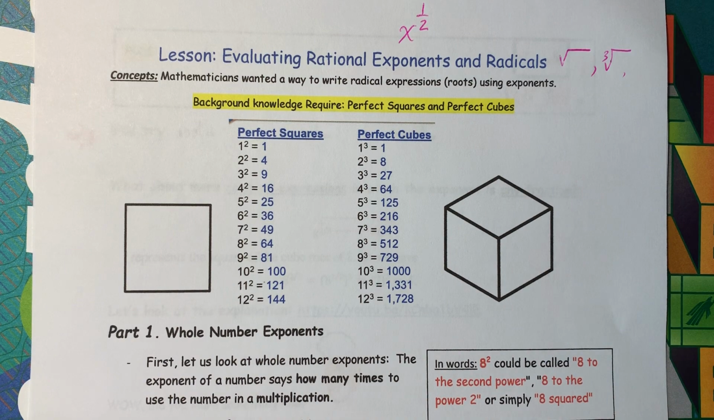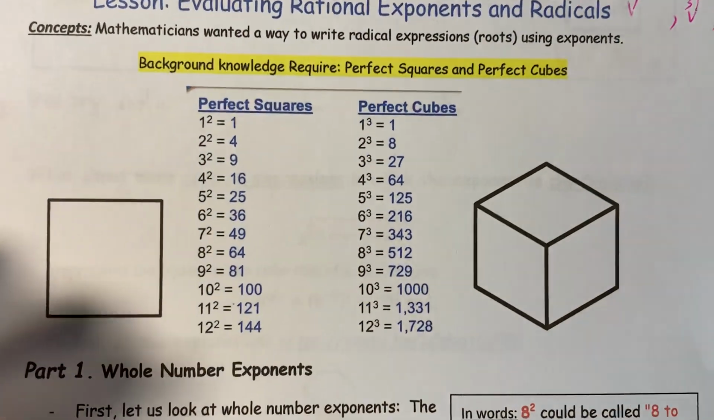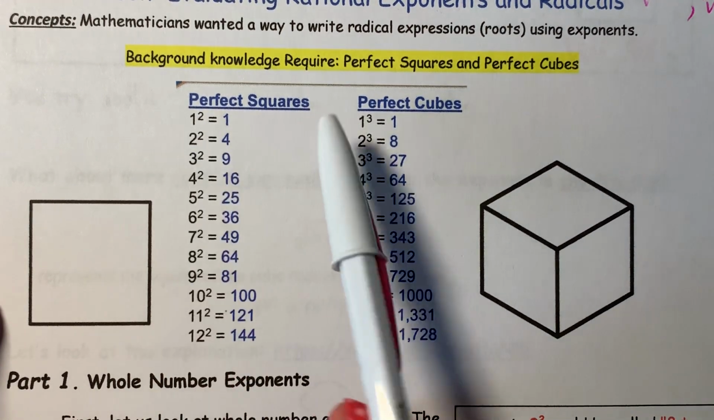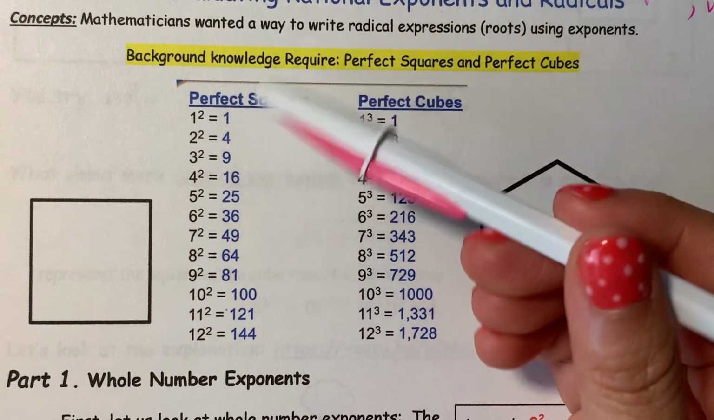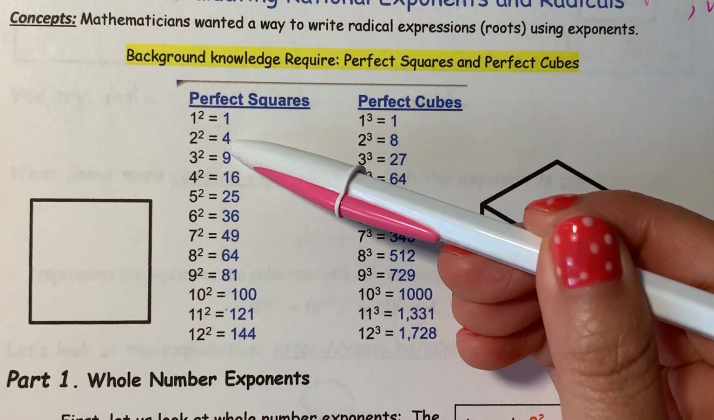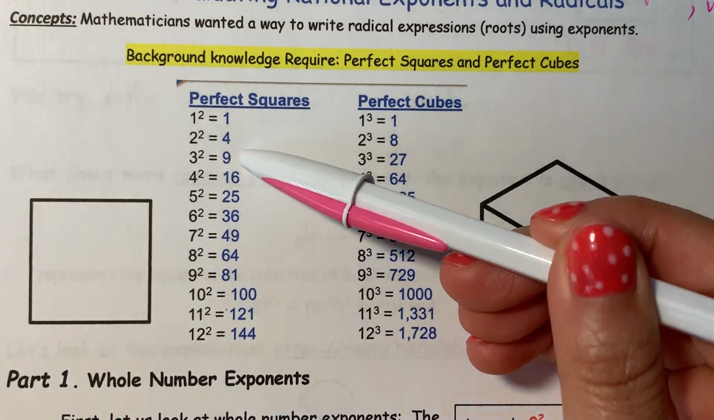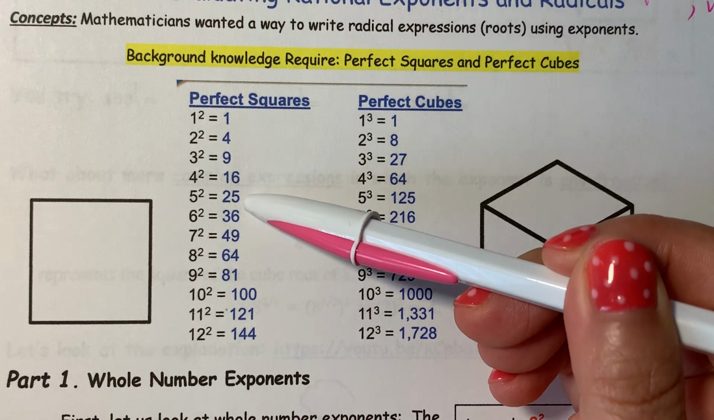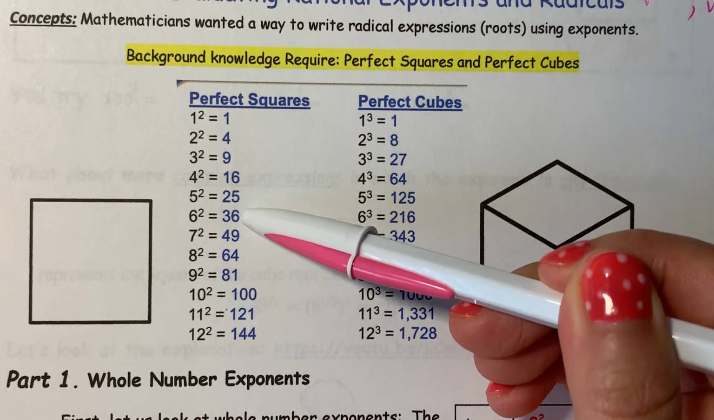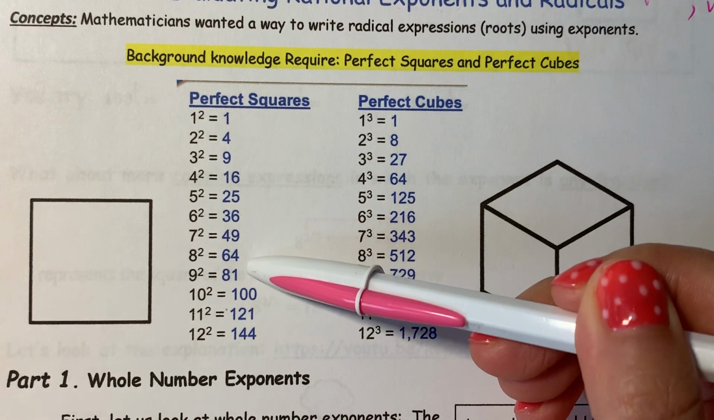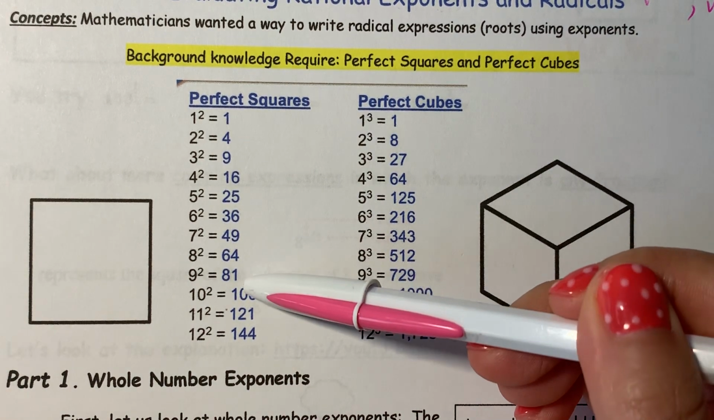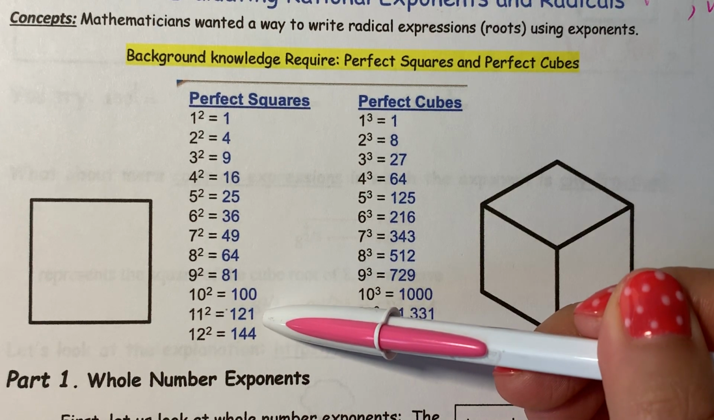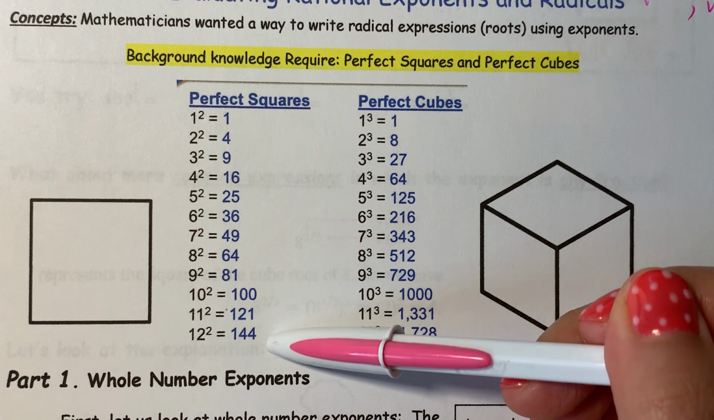Okay, so some background knowledge that we need is about perfect squares and perfect cubes. A perfect square means the number multiplied by itself 2 times. So 1 squared equals 1, 2 squared equals 4, 3 squared means 3 times 3 is 9, 4 squared is 4 times 4, 16, 5 squared is 25, 6 squared is 36, 7 squared 49, 8 squared is 8 times 8, so 64. 9 squared is 81, 10 squared 100, 11 squared is 121, and 12 squared is 144.